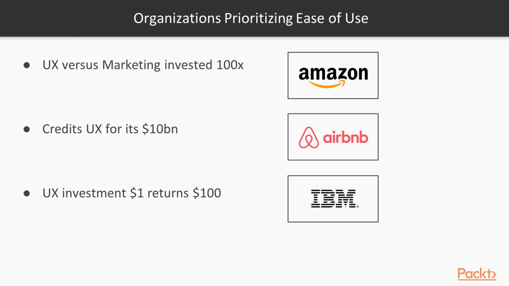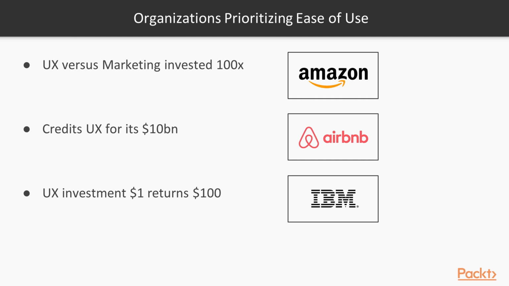When we think about Airbnb, they look back and credit user experience for getting to its 10 billion. And likewise with IBM, we quoted them earlier, but they recognize the return on investment here. They came up with a general rule of thumb that every dollar invested in ease of use and good experiences returns $100 as a result. So that's from an organizational perspective of the value of ease of use.